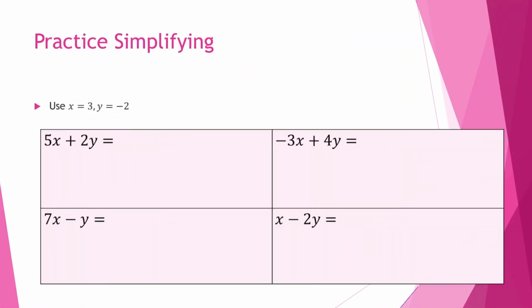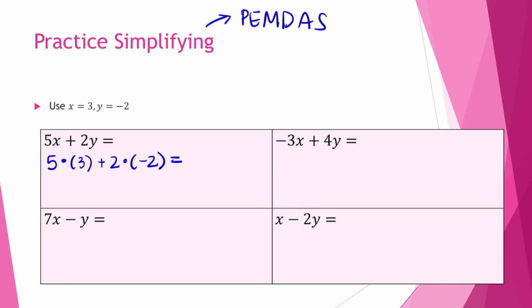So let's practice simplifying a little bit. We're going to use x equals 3 and y equals -2. And remember, we are multiplying them. We multiply the coefficients by the variables. So I can write them in like this: 5 times 3 plus 2 times -2, and that's what we're trying to find. And remember, with simplifying, we always use PEMDAS. So I'm going to multiply first, so that's 15, and that's -4, and I'm adding them together, which gives me 11. So that's my answer there.